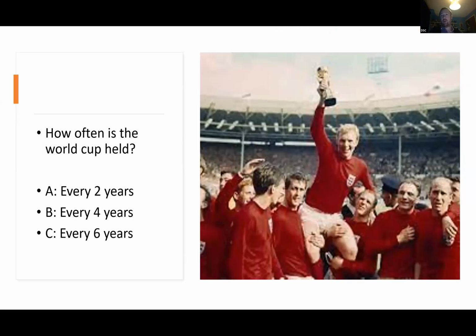Question 5, how often is the World Cup held? Is it every 2 years, every 4 years, or is it held every 6 years?